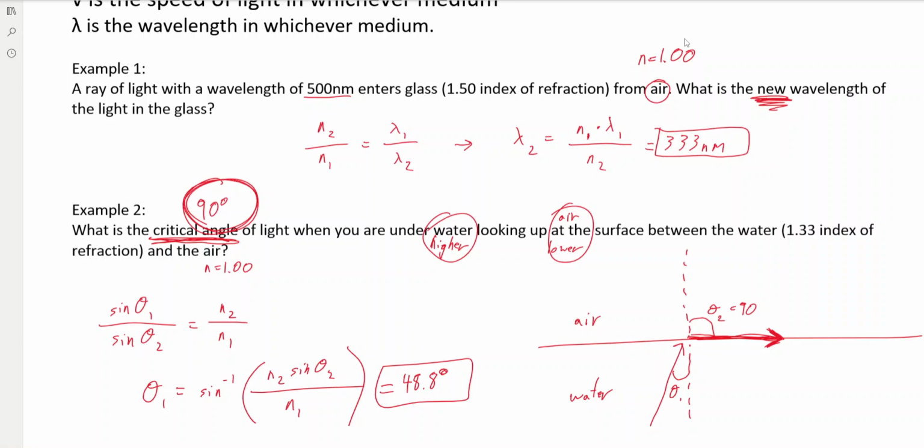And so I recommend you guys go into a pool and actually try this out and see if you actually do get 48.8. I'd be curious. I assume it's correct based off of the knowledge and the fact that I Googled the 1.33, but try it out for yourself and see if you get an angle that's roughly 45 degrees, because that's in the ballpark of what we're looking at.